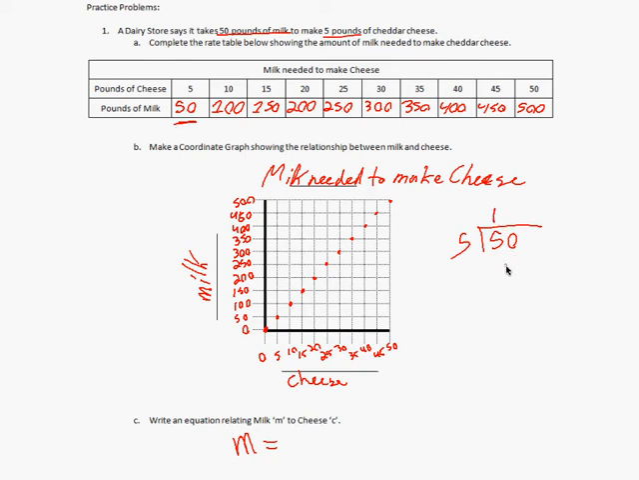5 goes into 5 once. No remainder. All we have left is zeros. So it is 10 pounds of milk per 1 pound of cheese. So 10 times cheese. M equals 10 times cheese.